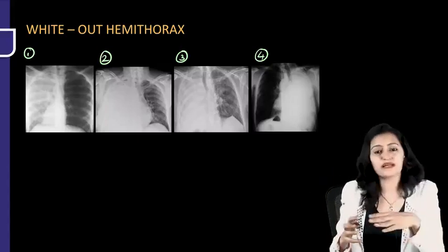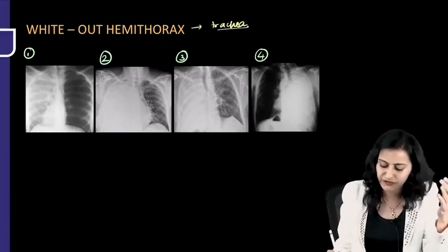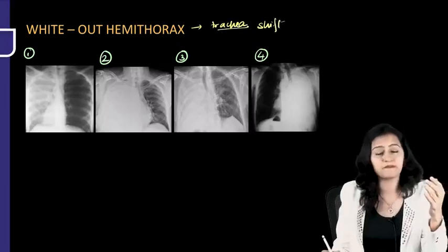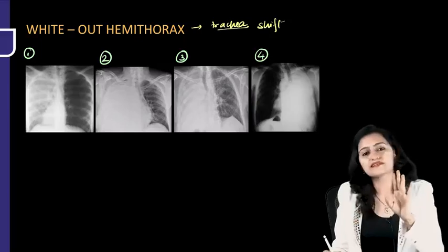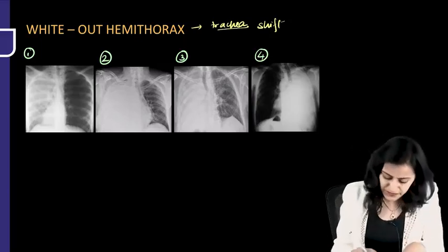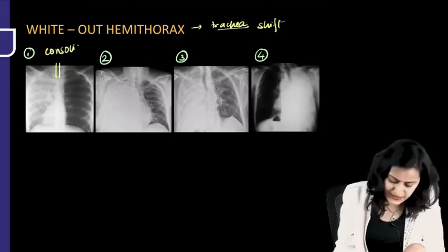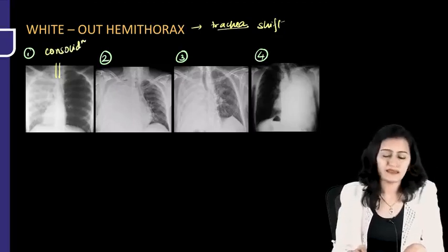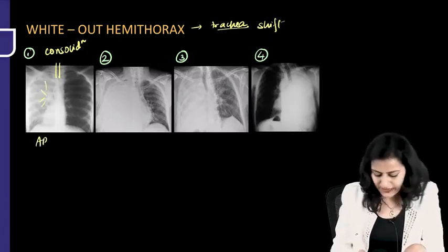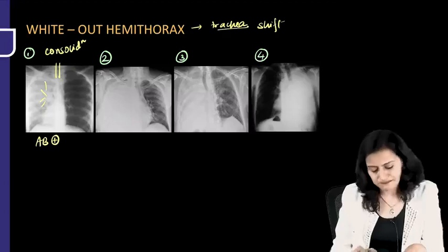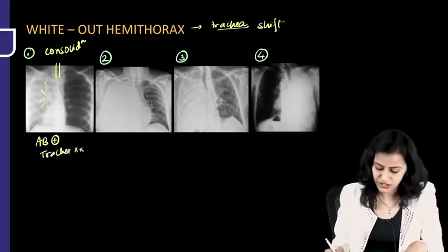So, the whiteout hemithorax, how do we differentiate the causes? It is based on the tracheal shift. In consolidation, the trachea is in the center. Remember, there is no shift in consolidation. So, when you see that the trachea is in the center, then it is consolidation. Plus, the other finding that you see here, the black lines through that white opacity, that is the air bronchogram sign. So, air bronchogram sign without tracheal shift is consolidation.